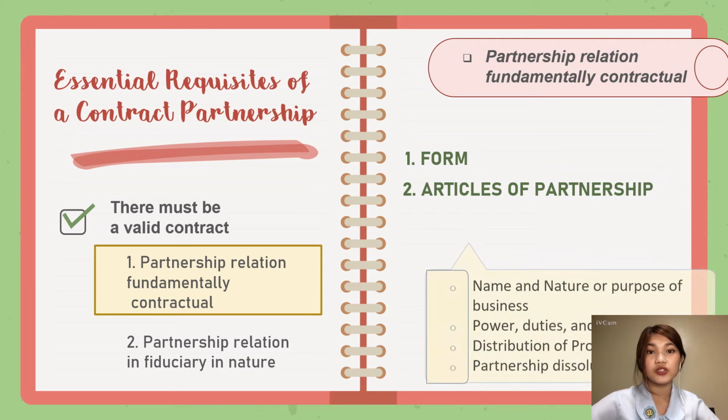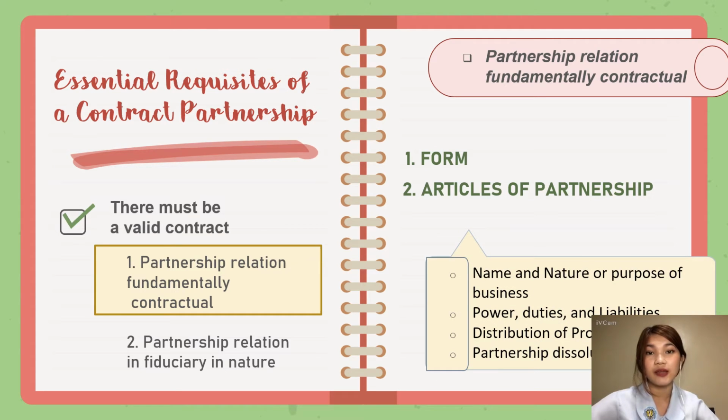This should include the following. The first one is the name, the chosen name of the business entity. Second is the nature. It could be in the form of service, merchandising, manufacturing, or hybrid, which is a combination of the first three. And the purpose of the business. In the contract, it should also be indicated the powers, duties, and liabilities of the partners.